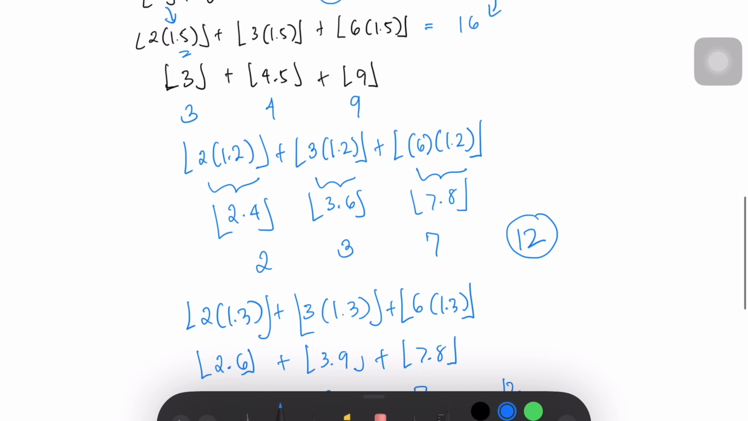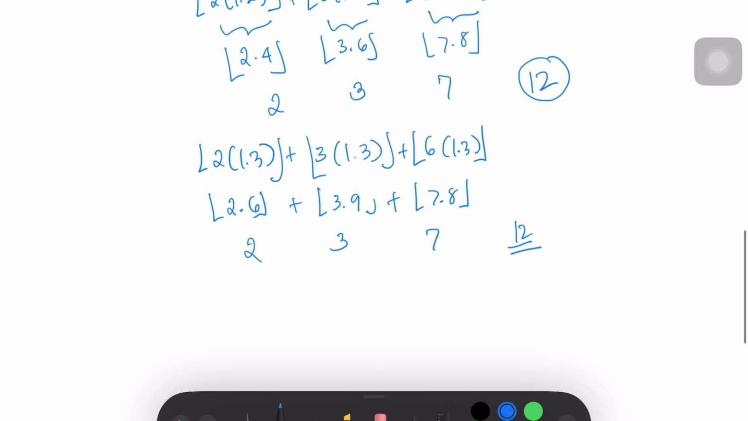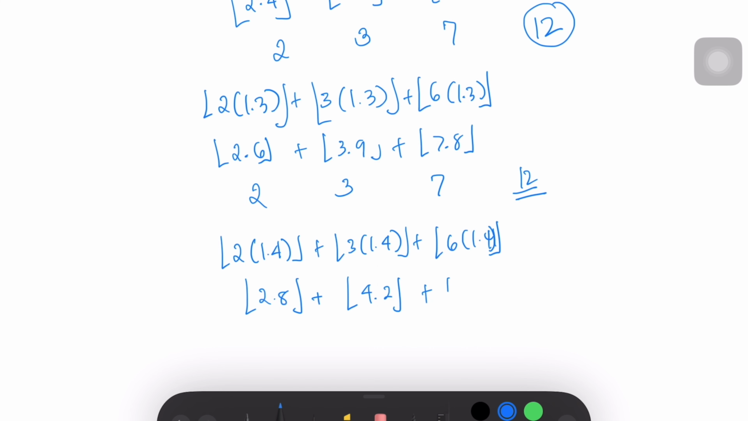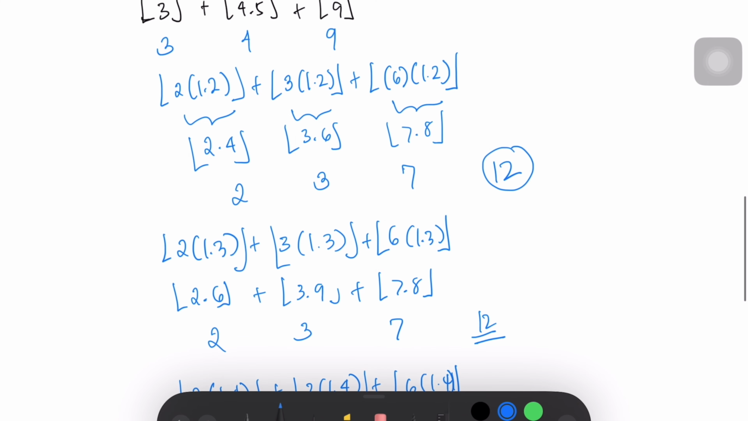So we've tried 1.2, 1.3, and 1.5. How about 1.4? Let's try 1.4. 2 times 1.4 plus 3 times 1.4 plus 6 times 1.4. We get here 2.8, 4.2, and what's this? 8.4. Get the floor of that, 2, 4, and 8. Add them, we get 14. Unfortunately, we are not able to get 13.